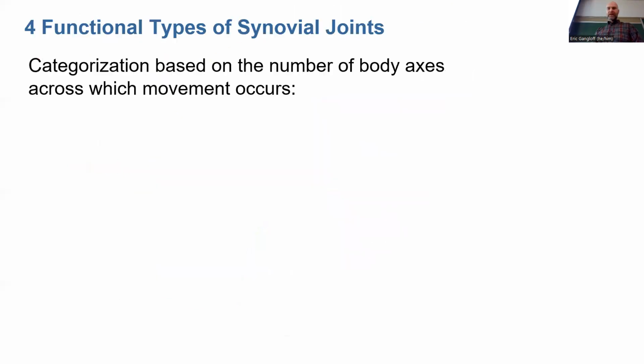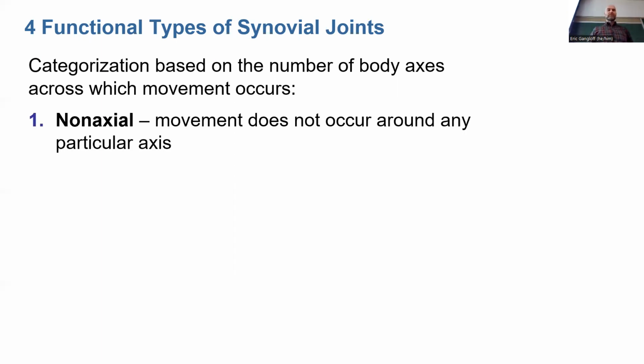I want to talk about, so now we're getting into it here. We talked about how joints can be classified based on functionality, in other words, how much movement they provide. So that's your synarthritic, amphiarthritic, and diarthritic joints. Now I want to break down diarthritic joints into four functional categories. These are diarthritic or synovial joints, and we can break these down by the number of body axes across which movement occurs.